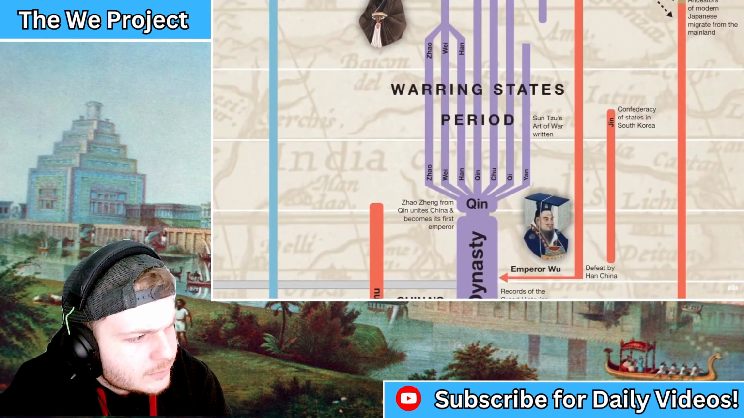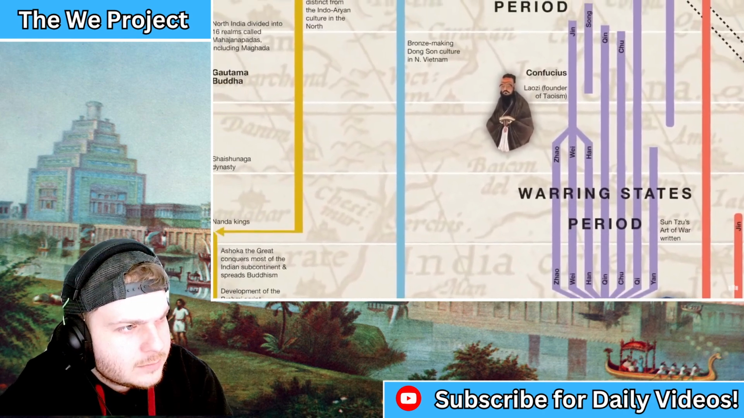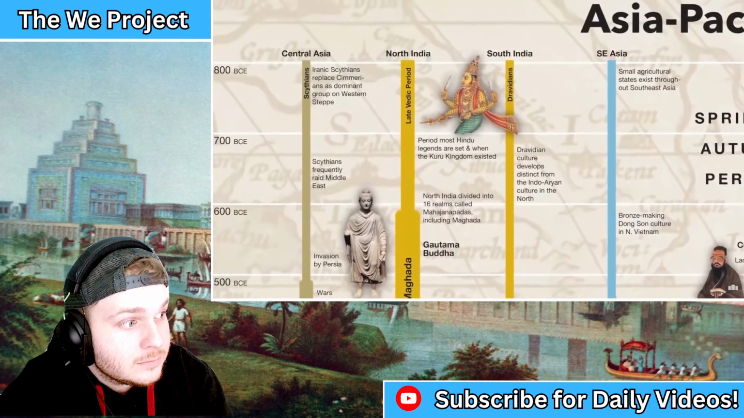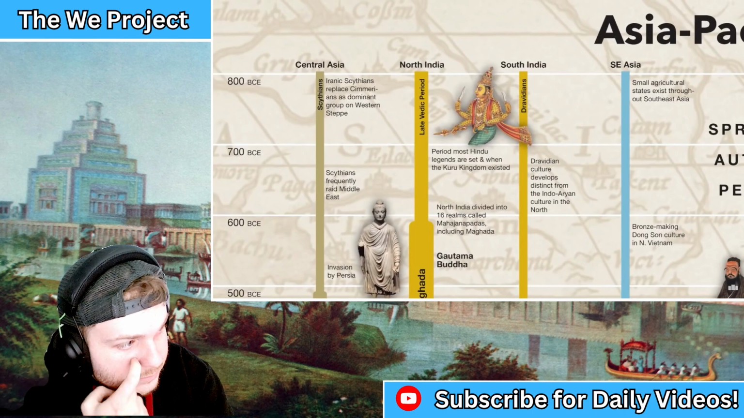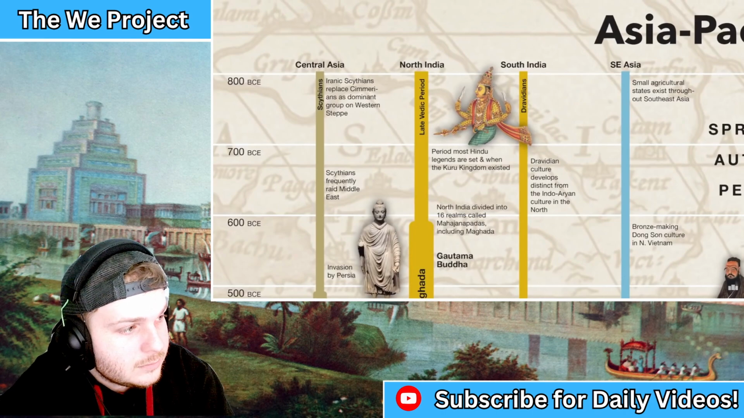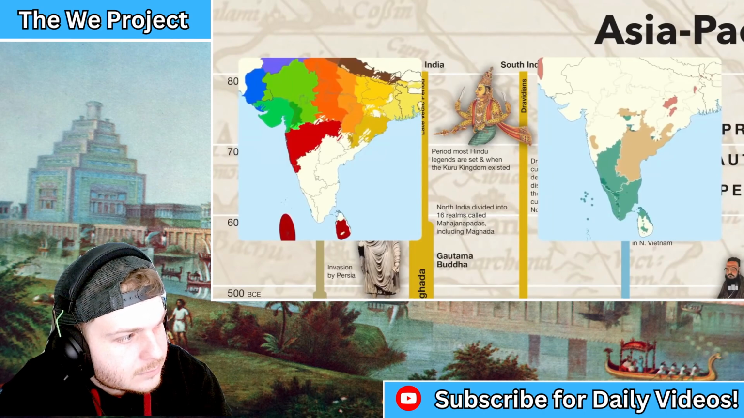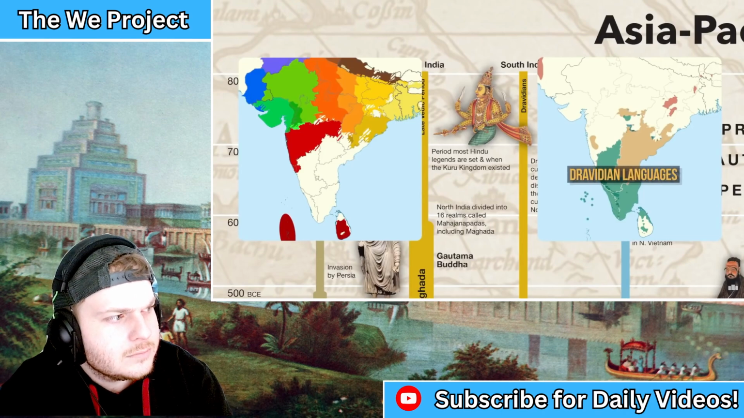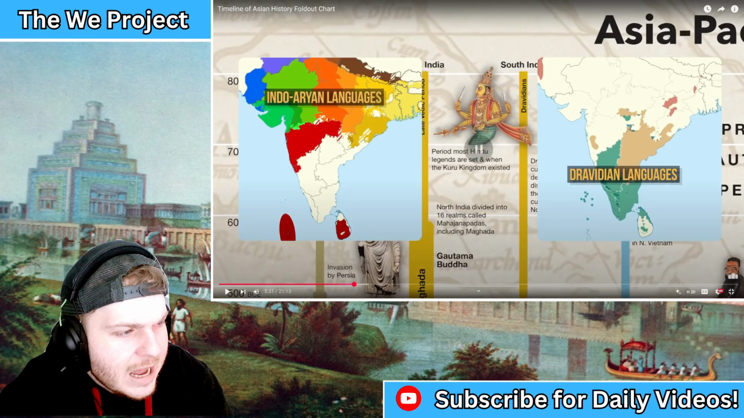But before we look at Imperial China, let's now move to the other side of the chart, to the other major region in Asia where a lot of change was happening, India. You'll note that there are separate timelines for North India and South India. This is because what was happening in the northern part of the subcontinent was often quite different from what was happening in the southern part. The two areas also have notable differences in terms of language. Most South Indians today speak Dravidian languages, such as Telugu and Tamil, whereas most North Indians speak Indo-Aryan languages, such as Hindi and Punjabi.